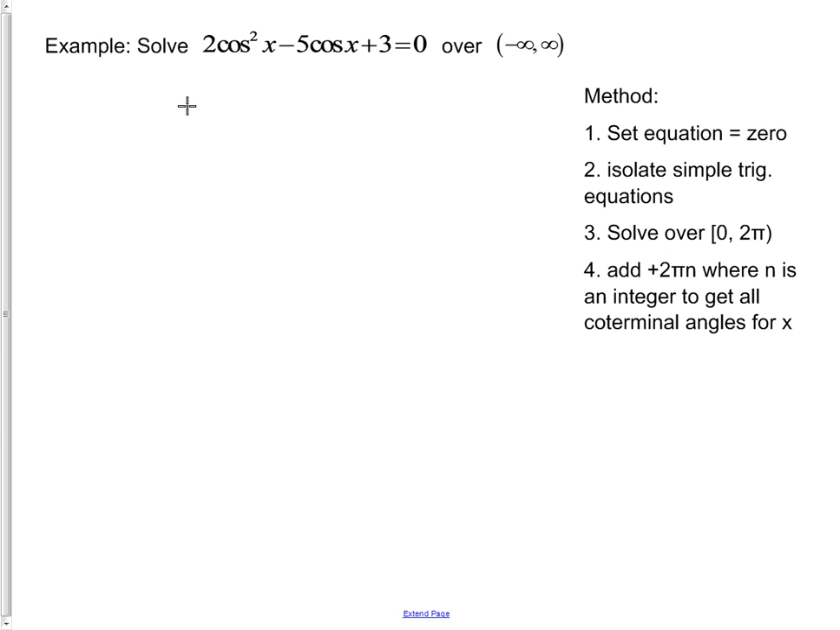We've got 2 cosine squared x minus 5 cosine of x plus 3. If we make a substitution, it might help us to see a little bit better what we're dealing with right here, especially if you're still having a little bit of trouble with visualizing factorization. So if we let u take the place of cosine of x, then the expression that we have will be 2u squared minus 5u plus 3 equal to 0.